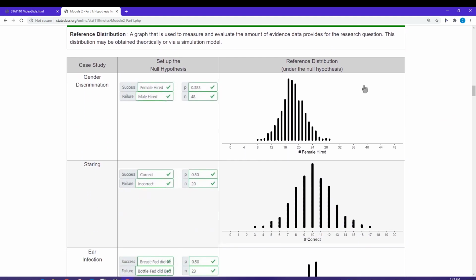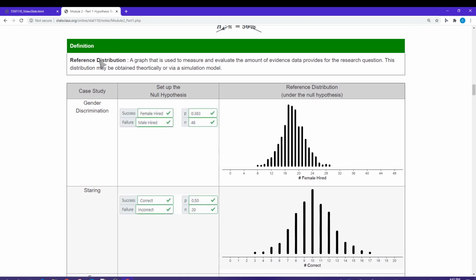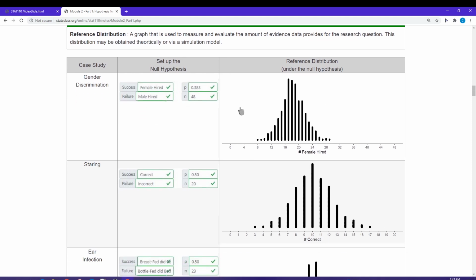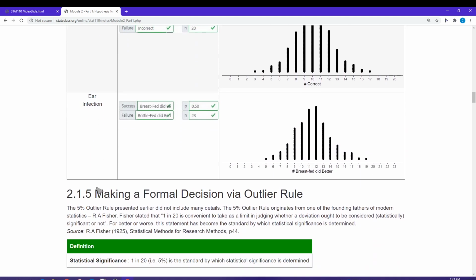Okay, so we've already used the term reference distribution. Now it's clearly defined here for you. It's just a graph that is used to measure and evaluate the amount of evidence data has for a particular research question. These reference distributions, again, are obtained using the simulation app that we've already been using. So when I obtain many repeated outcomes, I am building a reference distribution. Here's what those would look like for each of the 3 case studies under consideration here.